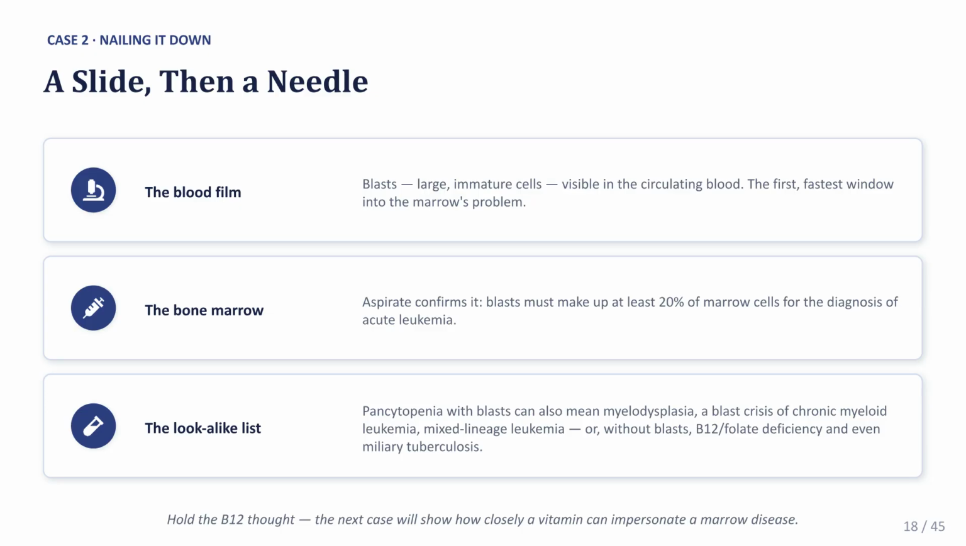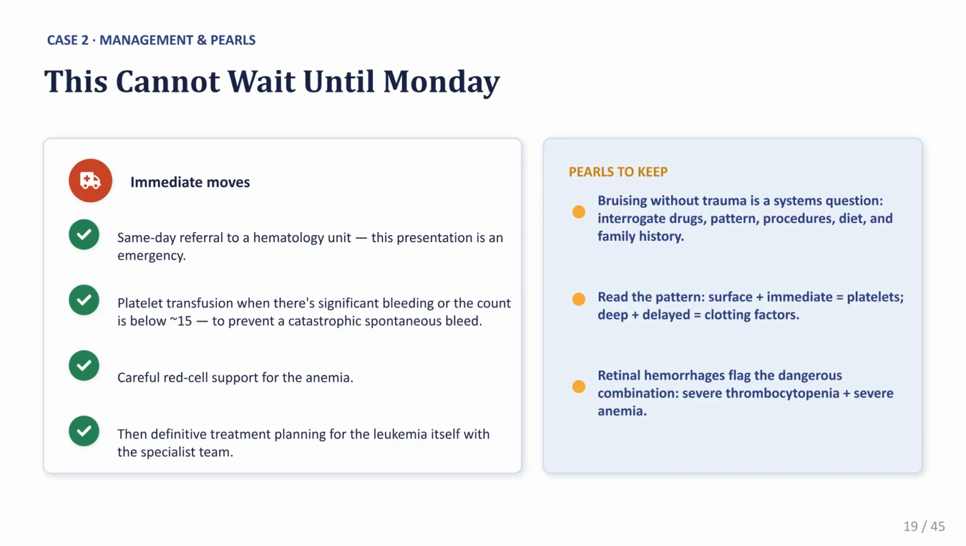Diagnosis requires a blood film to spot circulating blasts, followed by a bone marrow aspirate to confirm they comprise at least 20% of cells. While other conditions like myelodysplasia or vitamin deficiencies can cause similar blood count issues, only leukemia confirms this pattern of blasts. Keep this differential in mind. This presentation is an emergency.